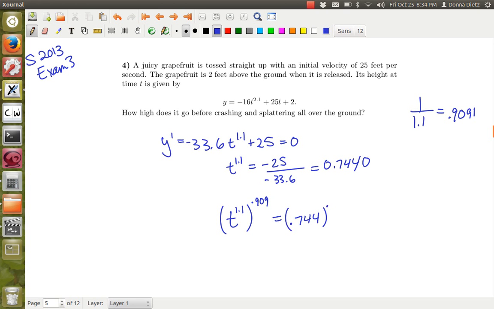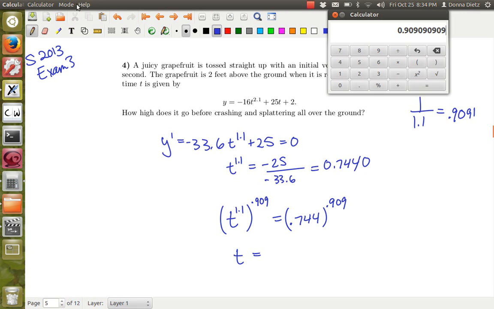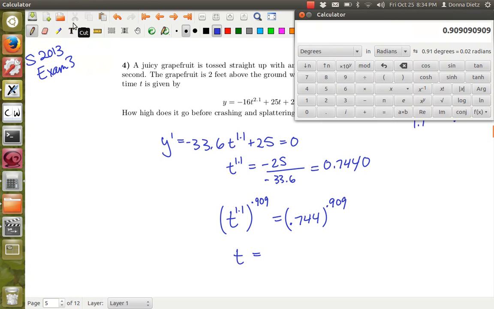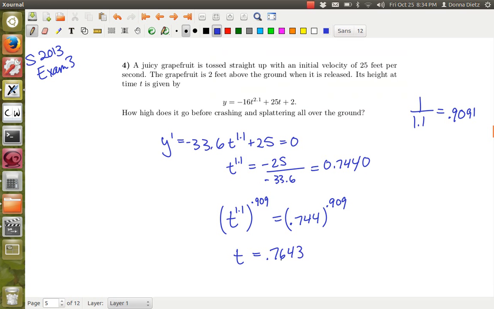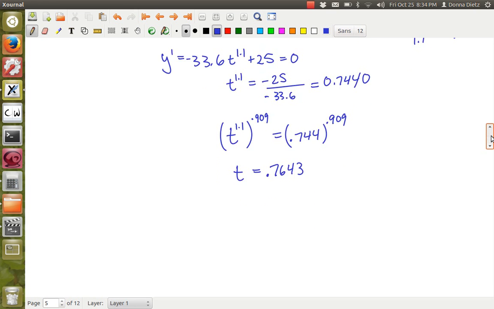0.744 to the power of 0.909. So then you get t equals, now I'm going to need a better calculator, calculator advanced, okay. I'm going to need 0.744 to the power of 0.909. Alright, and then that's going to give me 0.7643. Okay, and you see it's not that much different than 0.744. So people who left that in there, and we said it was about close to 2/3 or something. So I mean, it's all in the same ballpark.